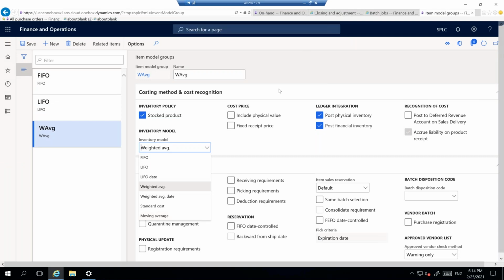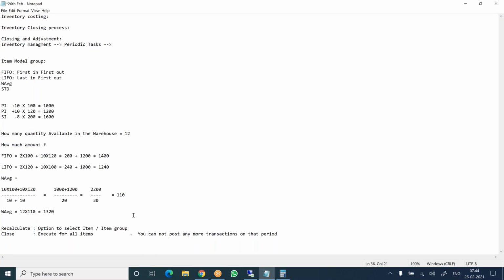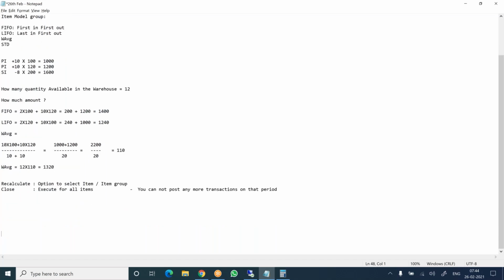it was actually introduced for the retail industry first. Later on, everyone started using this moving average. This moving average is particularly useful for the retail industry. Of course, normal industries also use moving average. Moving average is like, now we have 12 quantity. So 12 multiplied by 110 is 1320, the moving average value.